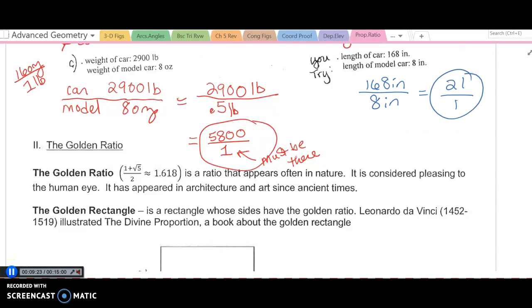Okay, so you should have written 168 on top because it came first, 8 on bottom because it came second. 168 over 8, 8 goes into 168 21 times, so 21 to 1 would be your ratio of how many of those model cars fit in an actual car. All right, so I'm going to stop this video and we can pick up in the next video talking about the golden ratio.